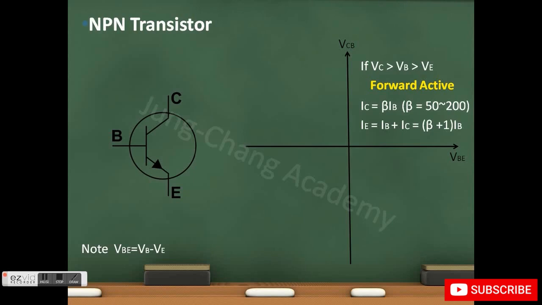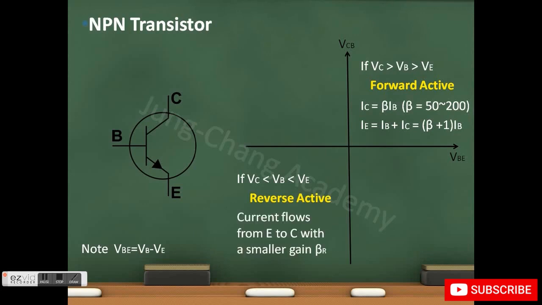Now, if the emitter voltage is greater than the base voltage and greater than the collector voltage, the transistor is in the reverse active mode. Reverse active mode is similar to forward active mode but with a smaller current gain. The NPN transistor can also operate in cutoff and saturation mode.